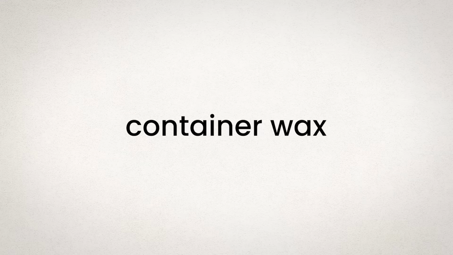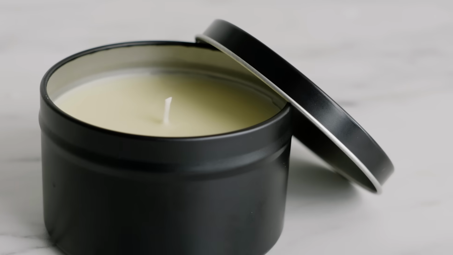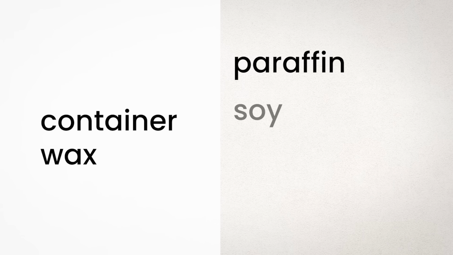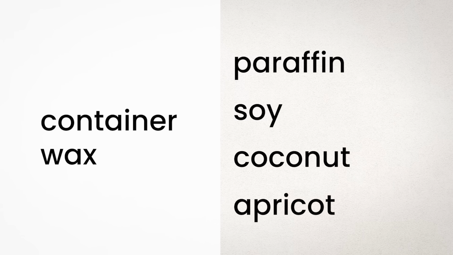Container wax is made for use in jars, tumblers, tin, glass, and other vessels. It's designed to adhere to a container as it cools and may be softer in consistency. While paraffin and soy are the most common types of container wax, you can also find other varieties made of materials like coconut, apricot, and more.